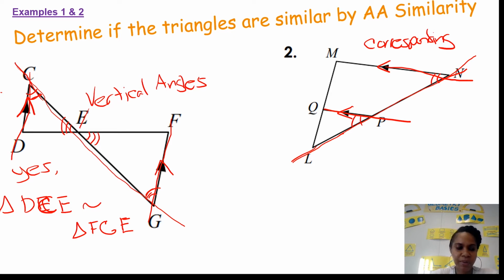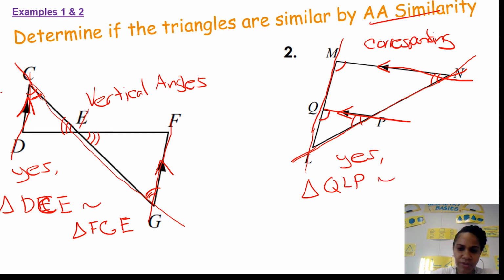So since we have two pairs of corresponding angles, well, one pair so far, and then right here ML is a transversal, so we can conclude that these two angles are congruent as well. So two angles in each triangle are congruent. We can conclude that yes, they are similar using the AA similarity. The statement that we could write would be triangle QLP is similar to triangle MLN.